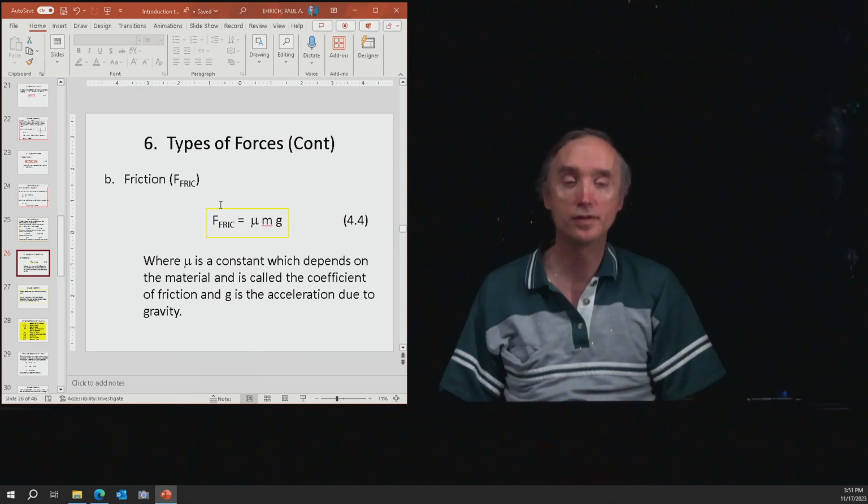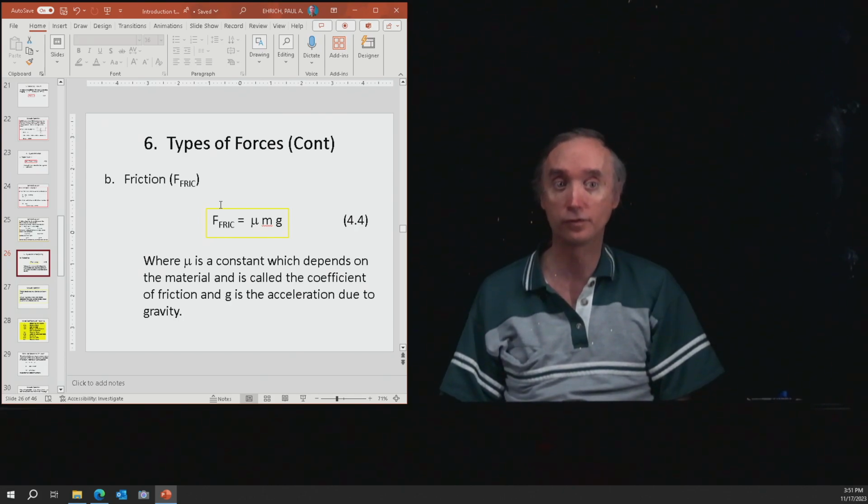Okay, in our previous segment, we talked about how to calculate your weight. Now we want to talk about how to calculate the force of friction. So, what do we mean by the force of friction?